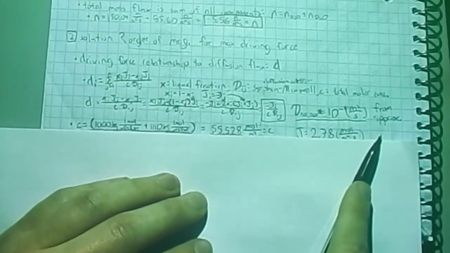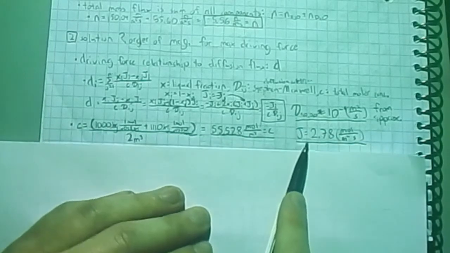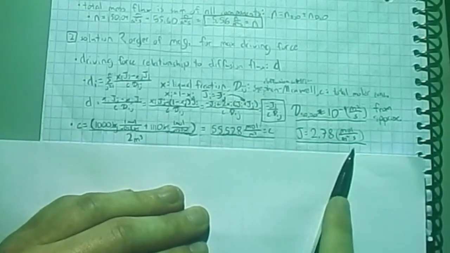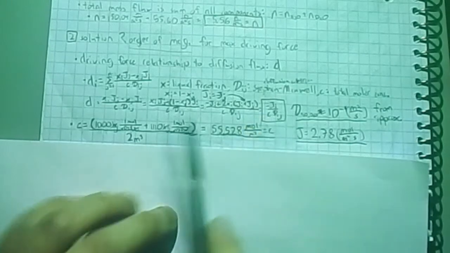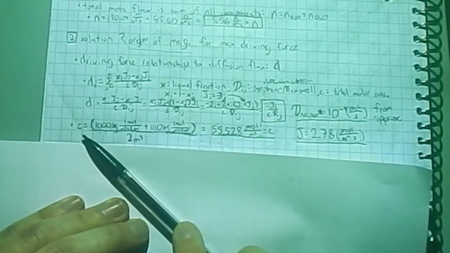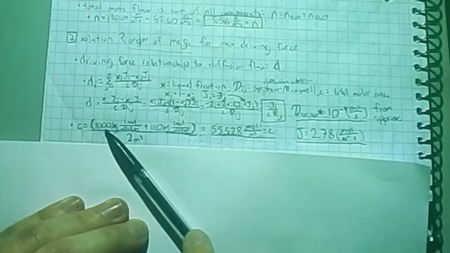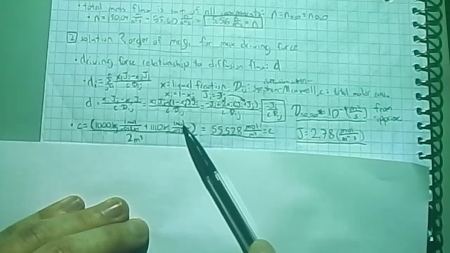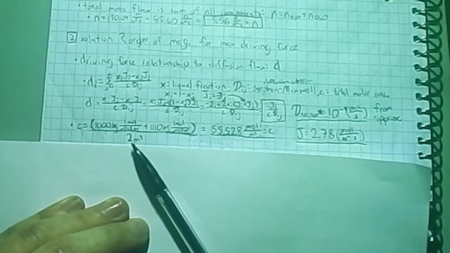Now, if we go down here, you see I've got the molar diffusion flux written out, so we're going to plug that in too. And here, we've got this too. This is saying the molar concentration equals the total mass of the system divided by the total volume of the system.